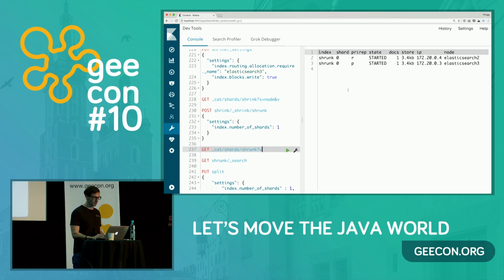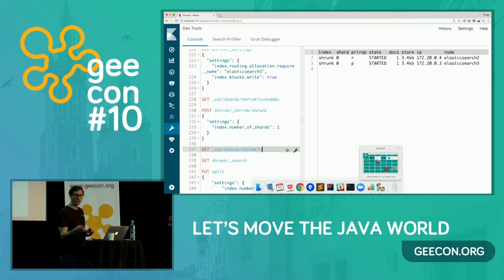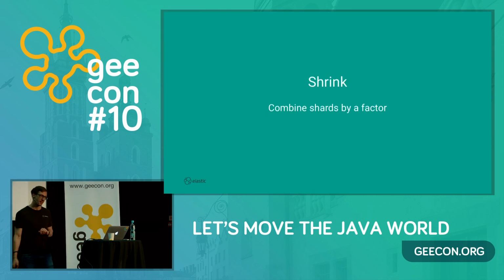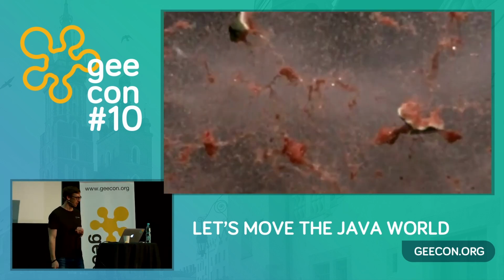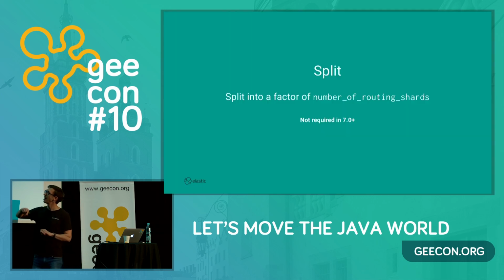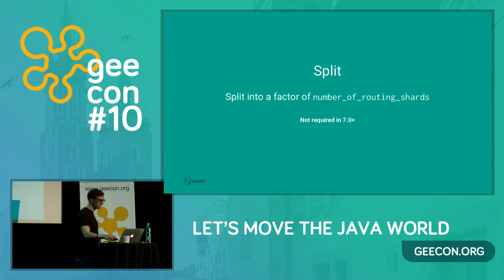You can also do the inverse operation now. The inverse operation is a violent process and looks pretty much like this when you try to split up data. What you need to do in 6.x, this will not be required in 7 anymore, is you need to set a number of routing shards. And that number of routing shards basically defines into how many you can split something up.